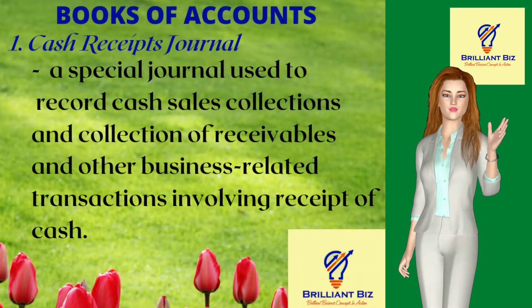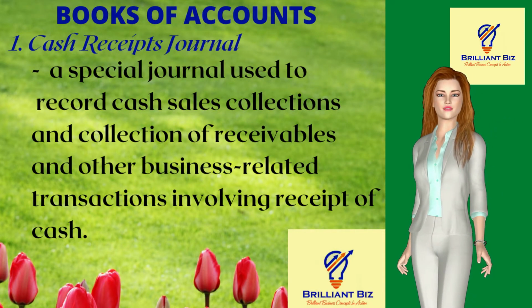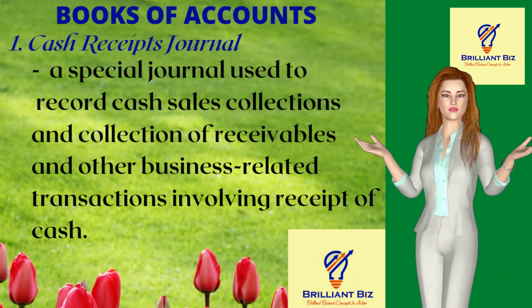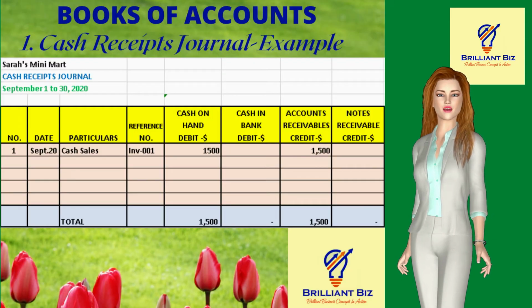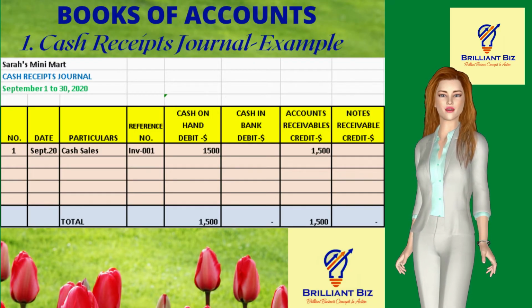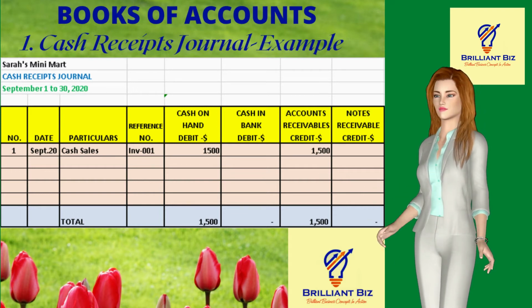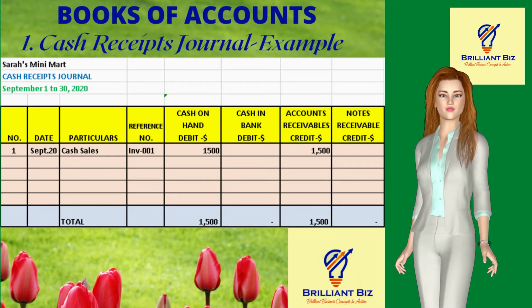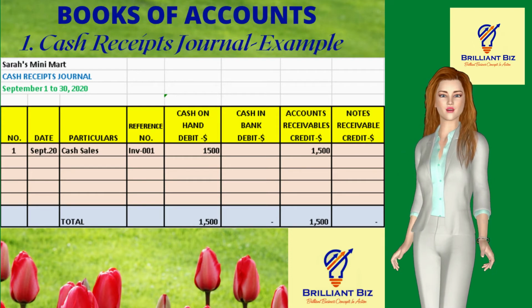The first book on our list is Cash Receipt Journal. This is a special journal used to record cash sales collections and collection of receivables and other business-related transactions involving receipt of cash. This is an example of the Cash Receipts Journal. Please take note that the journal must provide separate columns for date, particulars or description, reference number, debit cash on hand or cash in bank, and credit accounts receivable and/or notes receivable if applicable.